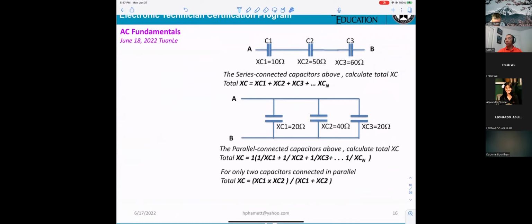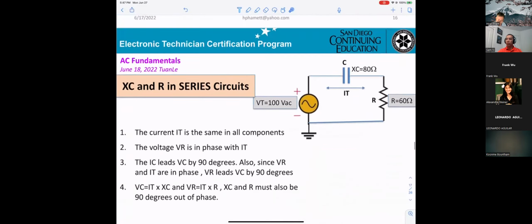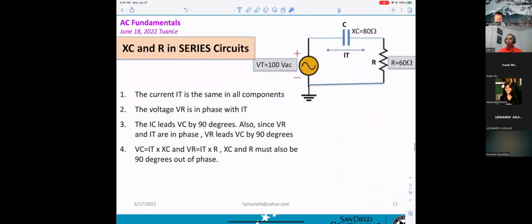Capacitors in series. However, the value is not for the capacitor. The value will be XC1, XC2, XC3. That's just like a resistance. So if you want to calculate the total, same like resistance, add them up. If parallel, you apply the same formula to calculate like resistance. Now you get the circuitry RC in series.